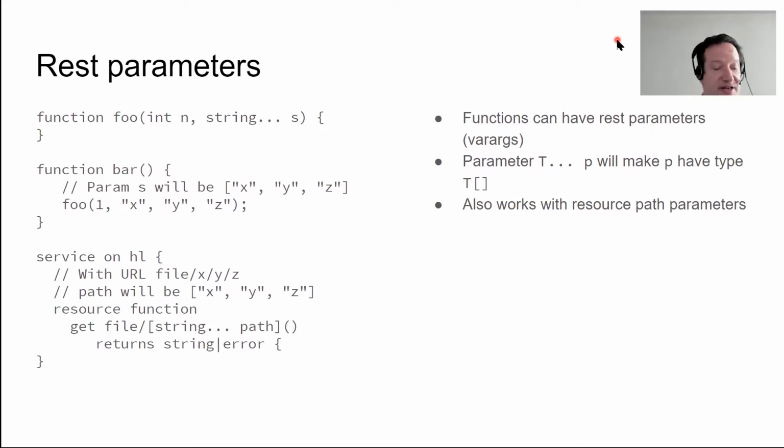So we've seen a rest type in tuples and records. Parameters can also have a rest type. So you can say string ... s, which means the caller can supply any number of string parameters. And when it does so, all those string parameters get bound up into a list. So if I call foo like this with 3 string arguments, then s will get the value that's a list of 3 values.